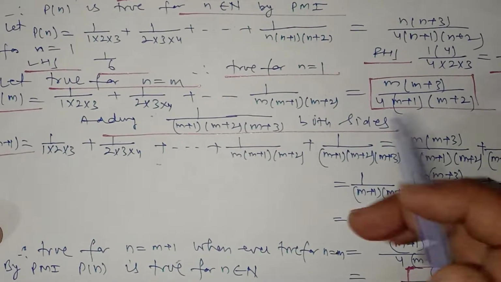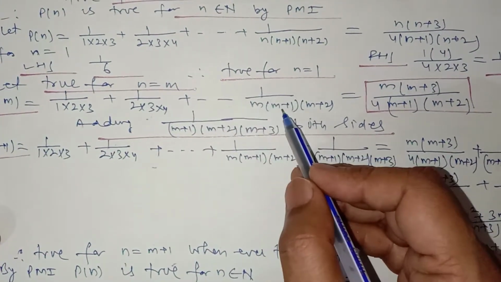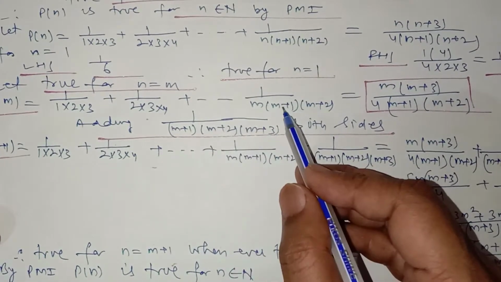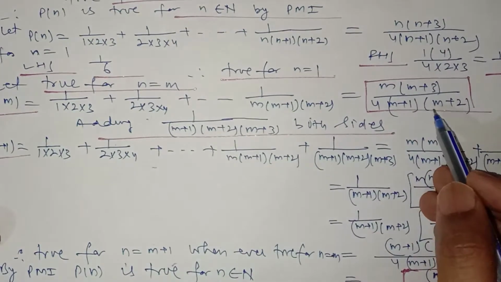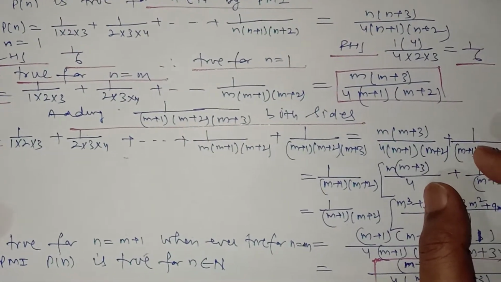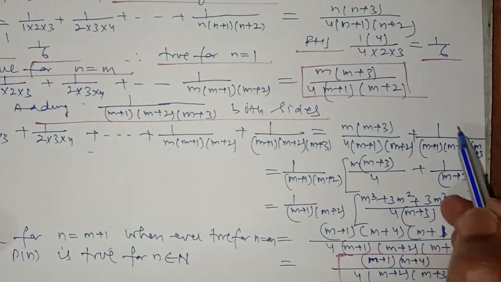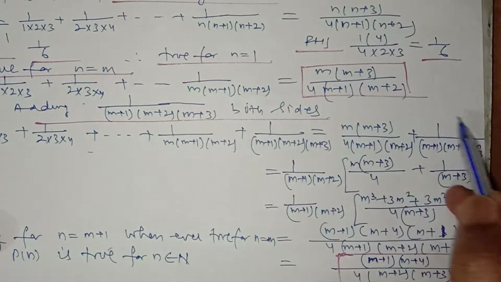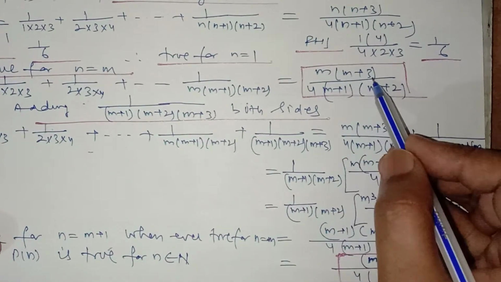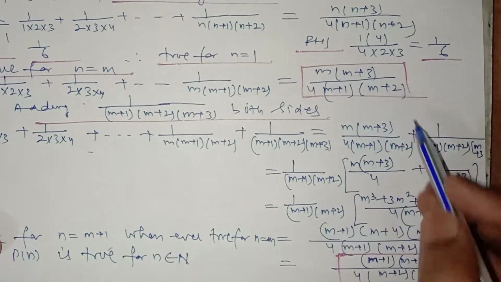Now as usual, we have to add the next term of this, which is 1 upon m plus 1, m plus 2, m plus 3, on both sides. You have to add the next term to the left hand side and to the right hand side, because we have to prove that it is true for m plus 1. So in the right hand side, we have added the next term, and on simplifying the right hand side, you should obtain the next term of this, which is m plus 1, m plus 4 upon m plus 2 into m plus 3.